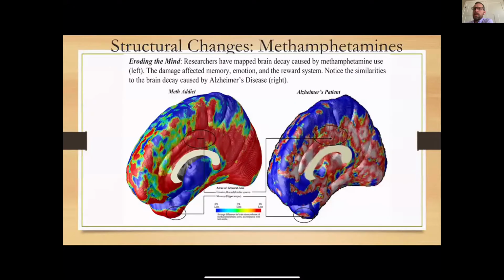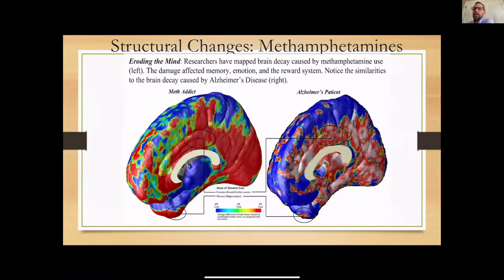So the first thing that we want to talk about, and we had some discussion about this on Sunday, is just the structural changes of methamphetamines. The key here is where you see the red, that's volume loss. Some of the key areas you'll see are down here at the bottom, there's a lot of red, that's the hippocampus. Hippocampus is really important for memory. And when you compare on the left side of your screen, which is the methamphetamine addicted individual versus the Alzheimer's patient, you can see a lot of that memory loss or the volume loss resulting in memory loss.